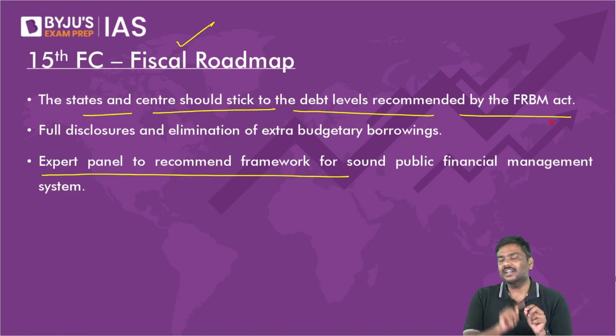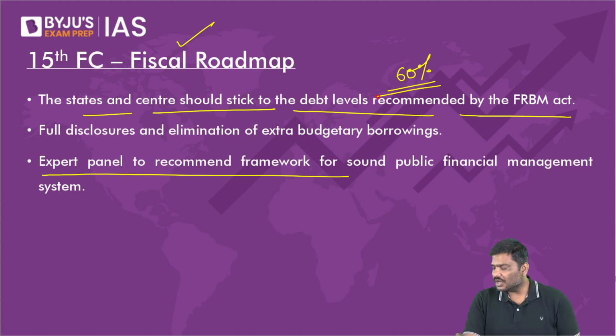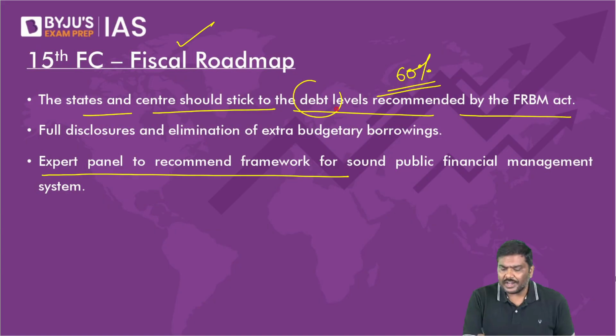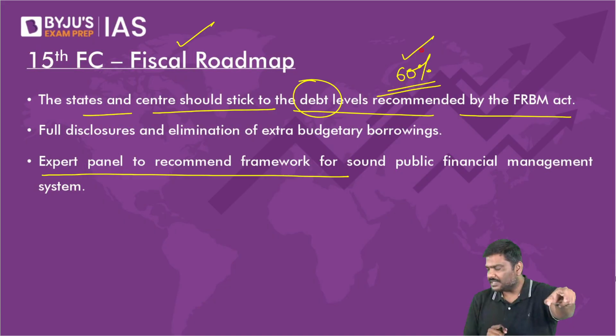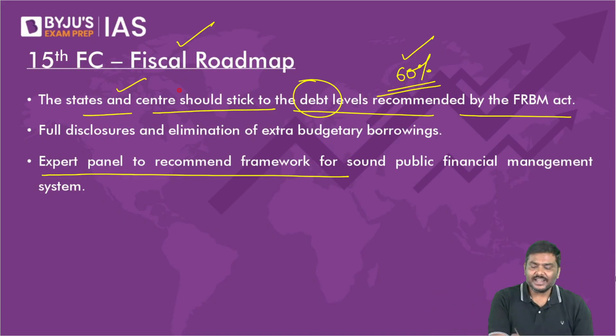Can I say 60%? Yes or no? I'm talking about debt, overall debt. The target that has been given now under the FRBM Review Committee is how much? 60%. Out of that, all the states put together should be 20%. Central government should be 40%. So center and states should stick to the debt level which has been recommended by the FRBM Act.